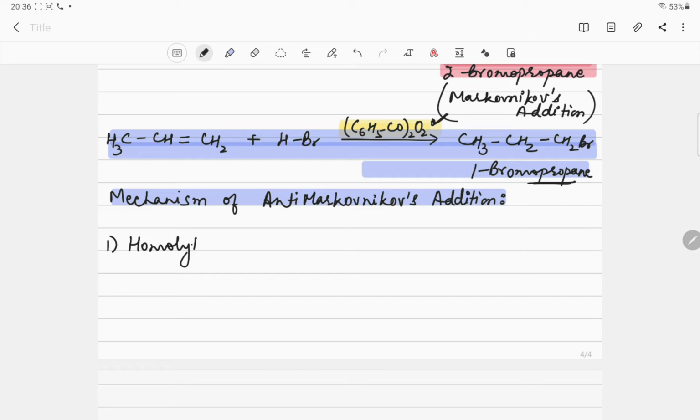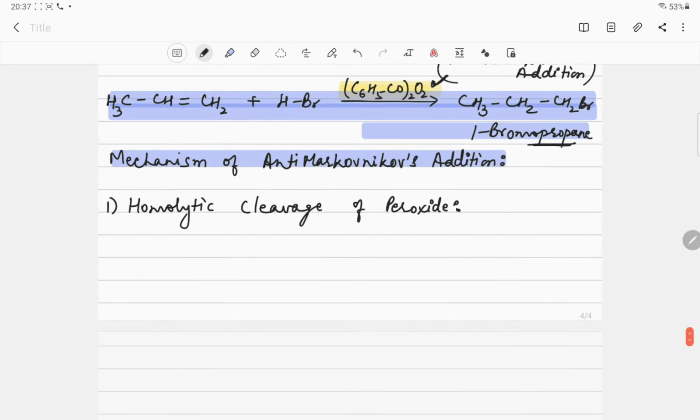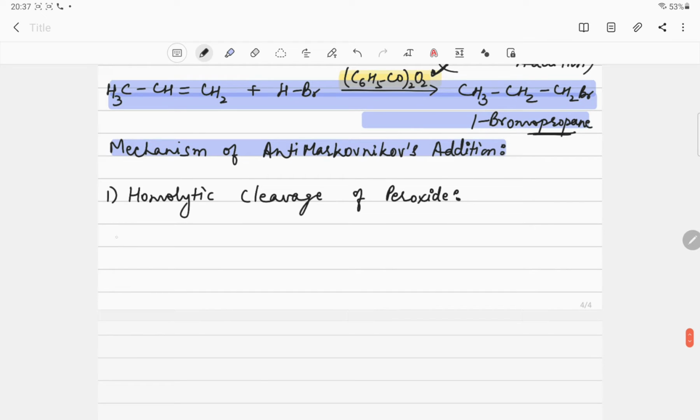Homolytic cleavage of whom? Homolytic cleavage of the peroxide. Benzoyl peroxide we have taken as a catalyst. So this is the first step. Here we have C6H5C=O. This is benzoyl peroxide. This is the benzoyl group, C6H5CO. Then there is another benzoyl also, C6H5C=O. This is another benzoyl. Peroxide, that is why two oxygens are there in between.